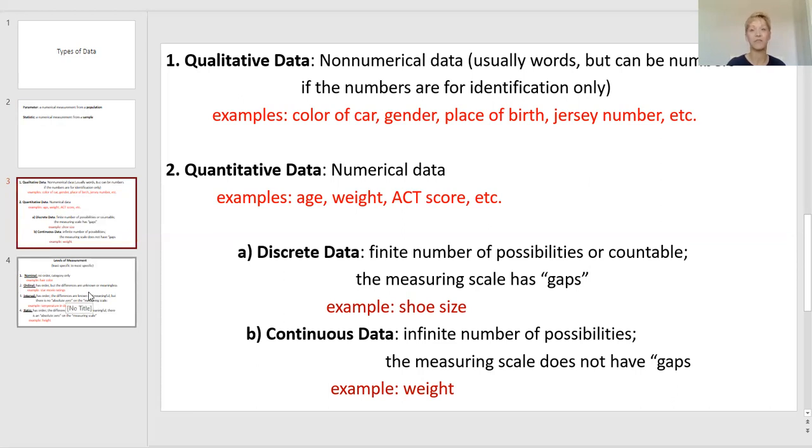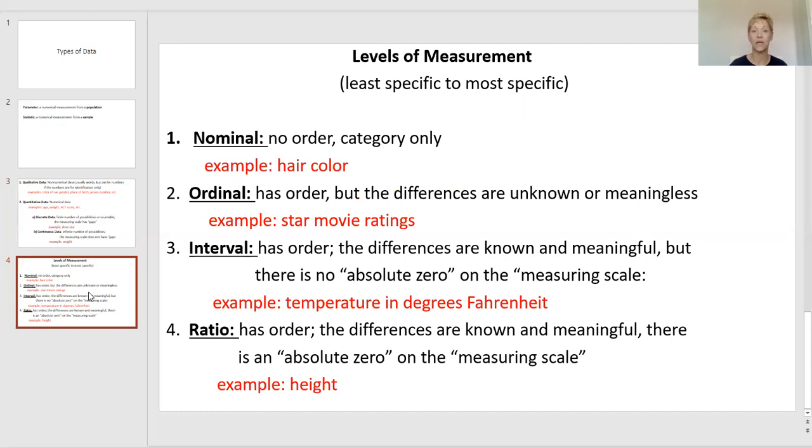Now, they talk about levels of measurement in your book. All right, so they give you 4 levels of measurement. So I'm going to go through them from least specific to most specific. All right, so nominal data, there's no order to it. It's just category only, like hair color. Blonde-haired people aren't better or worse, before, after, above or below, younger, older, anything than brunette-haired people. So your hair color, there's no order to it.